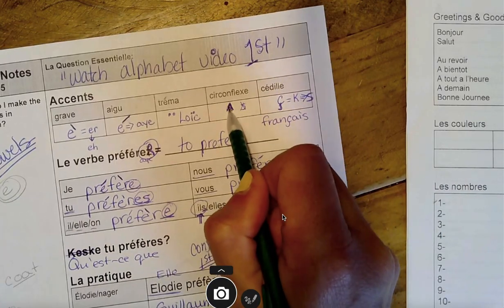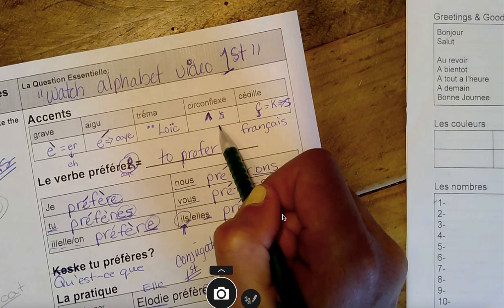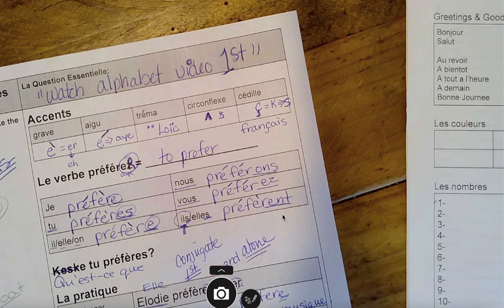This little hat is called a circumflex. It honestly doesn't change the sound enough for us to care. The French can really hear it with their intense eagle hearing.